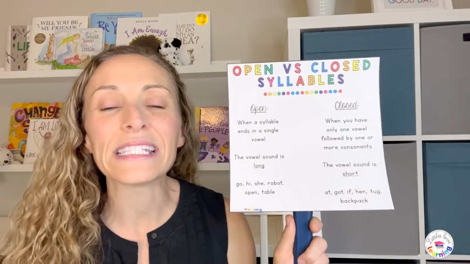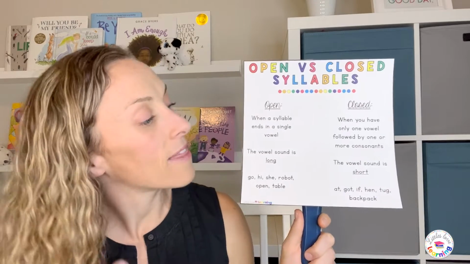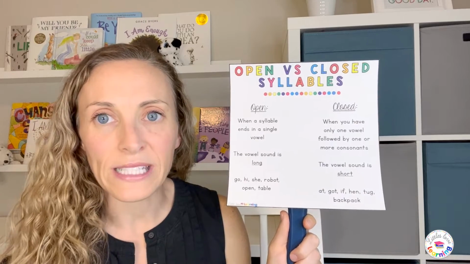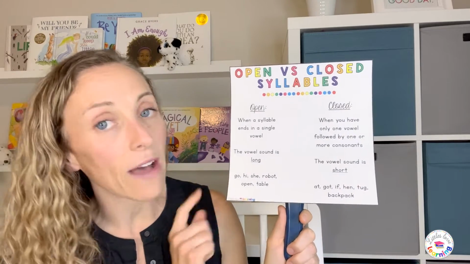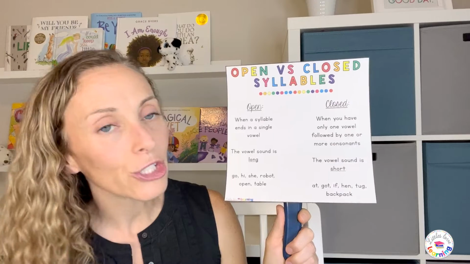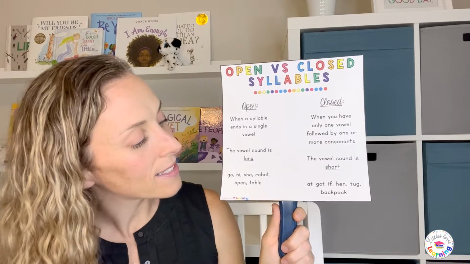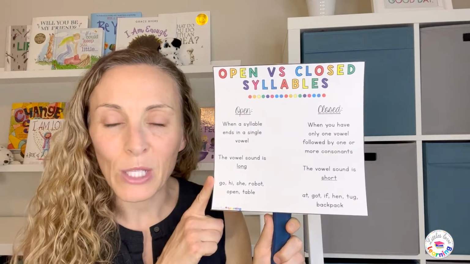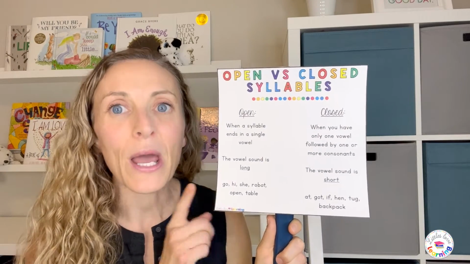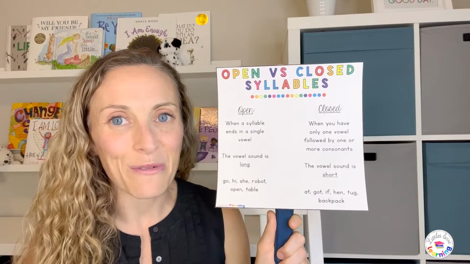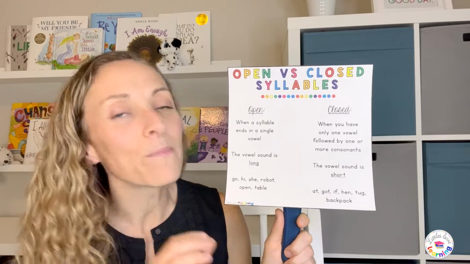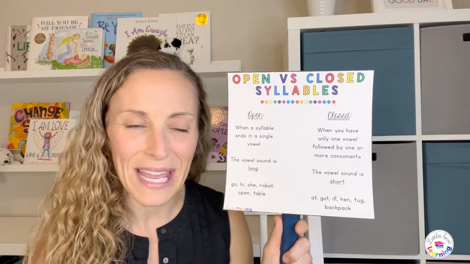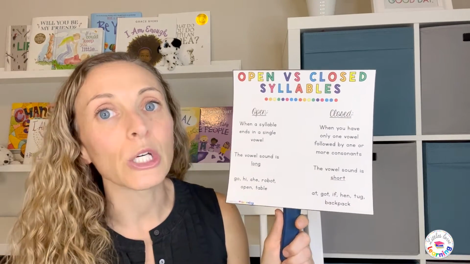When a syllable ends in a single vowel, that vowel is going to make a long sound, and that is an open syllable. So what are some examples? We have go, hi, she, robot, open, table. So it can be a one-syllable word or it can be a multisyllabic word, but the open syllable part of the word ends with a single vowel, and the vowel is representing the long sound, when a vowel says its name.